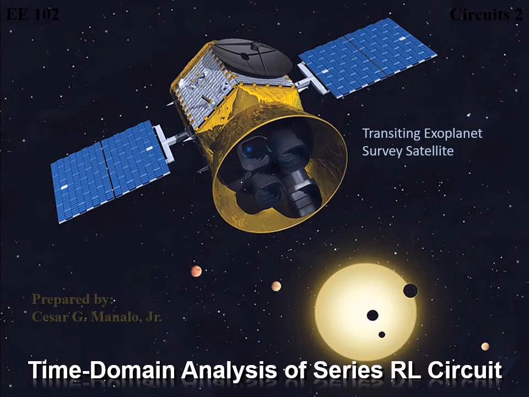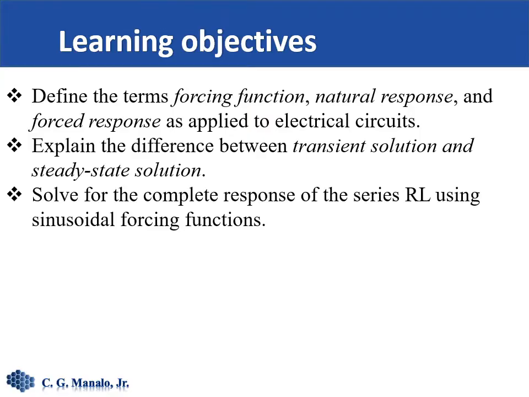Let us begin our journey in the analysis of AC circuits by looking at a very simple AC circuit, the series RL circuit. These will be our objectives for this module. We'll define what is forcing function, natural, and forced responses. I will explain the difference between transient and steady-state solution, and we will solve the complete response of the series RL using the sinusoidal forcing functions.